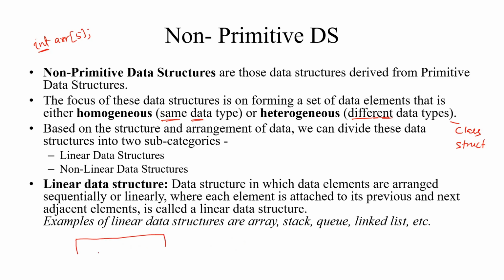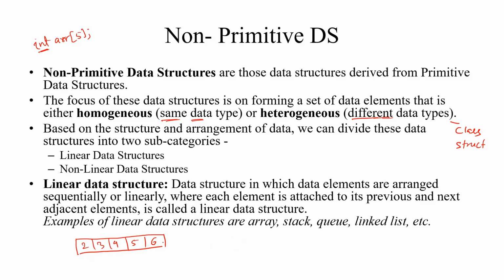Let's suppose this is the array that we have defined right now, which is of 5 elements. Here you can see that these data structures are defined in a contiguous or sequential fashion: 2 after 3, 3 after 4, 4 after 5.